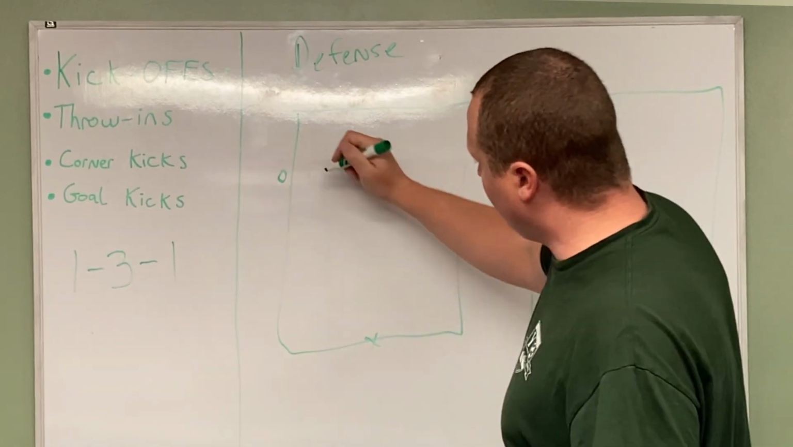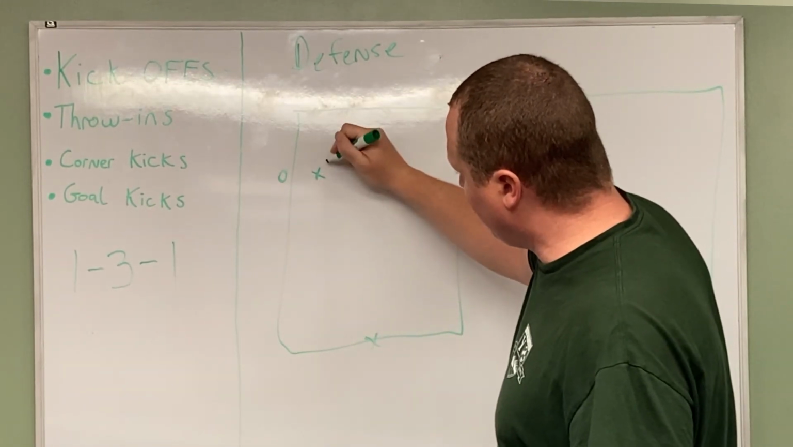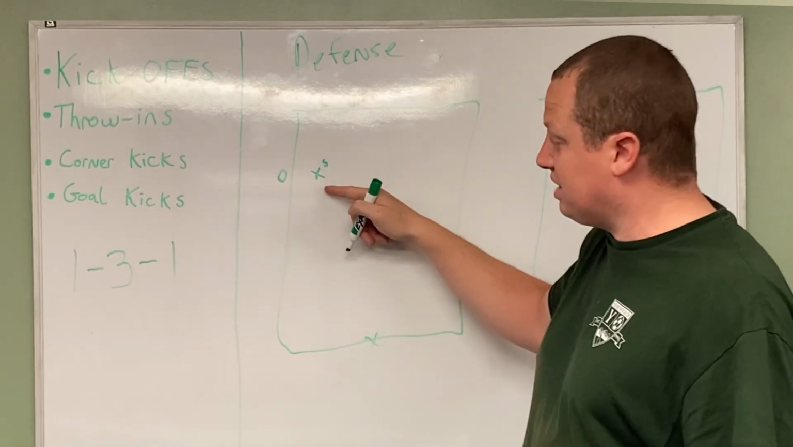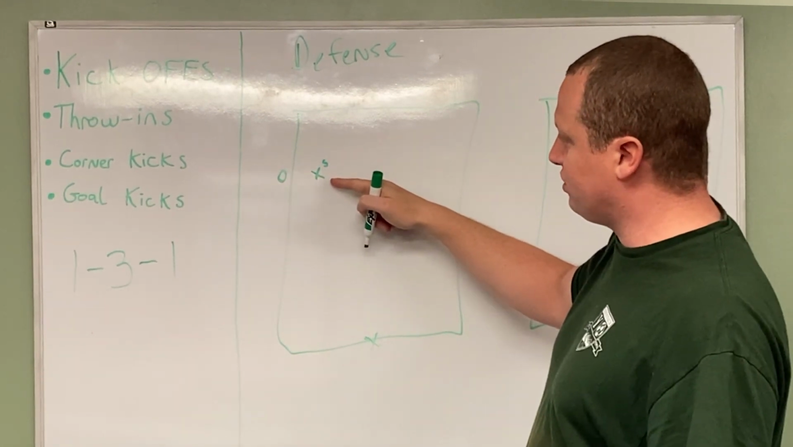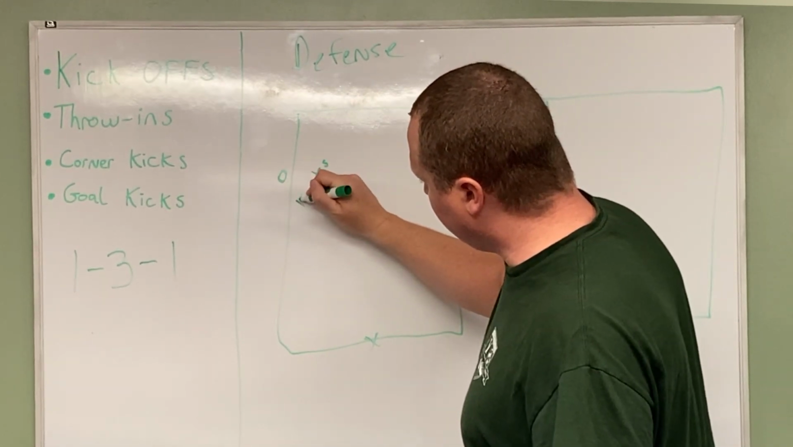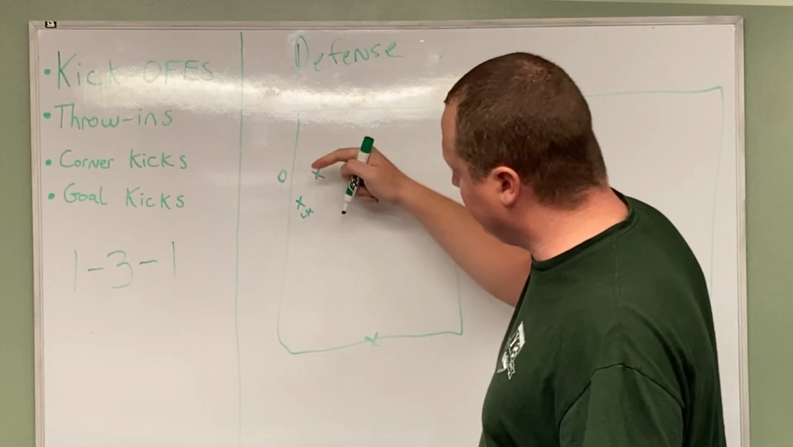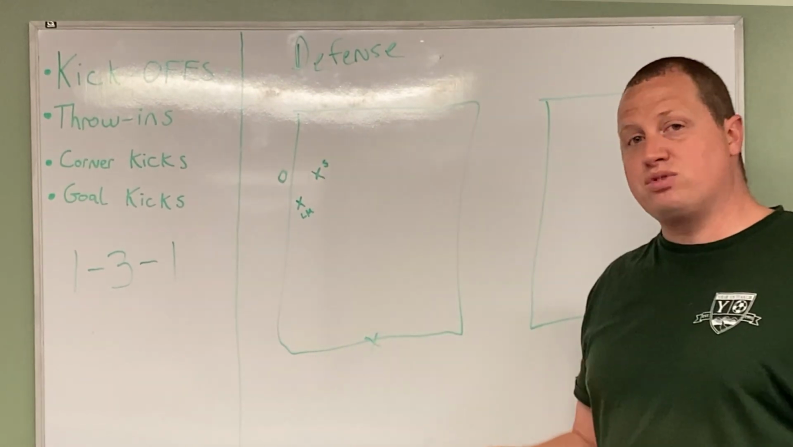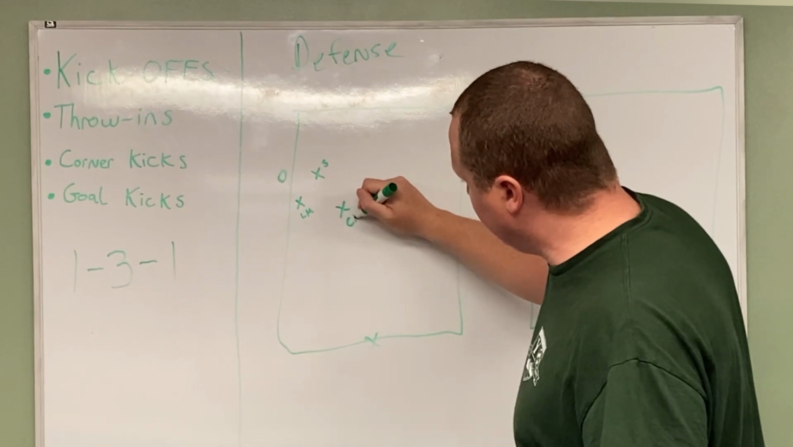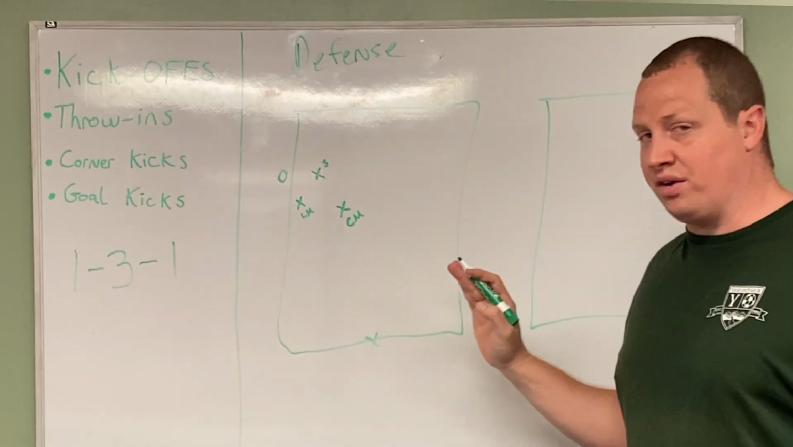So what I want is the striker directly across from the thrower. Directly across. Just like the center mid was on offense, I want the striker directly across from the thrower, okay? I want the left midfielder watching the upfield, because most teams throw it upfield. And then I want the center mid out here basically watching everything that's going on, okay?